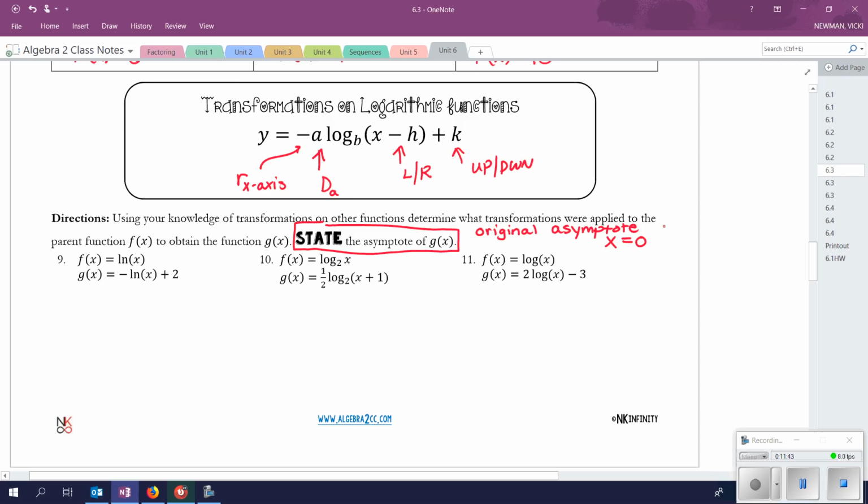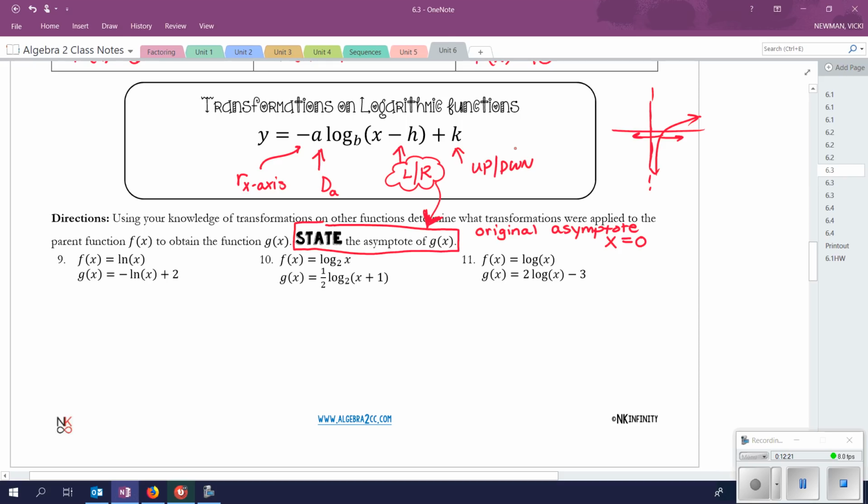So let's think about this for a second. If I reflect over the x-axis, does my asymptote change? No. If you dilate, does your asymptote change? No. If you move left and right, so if we think about this graph like this, if we move this left and right, will the asymptote change? Yes. So this is going to affect the asymptote. Up and down isn't going to change it either because it's a vertical line, so it's not going to move.